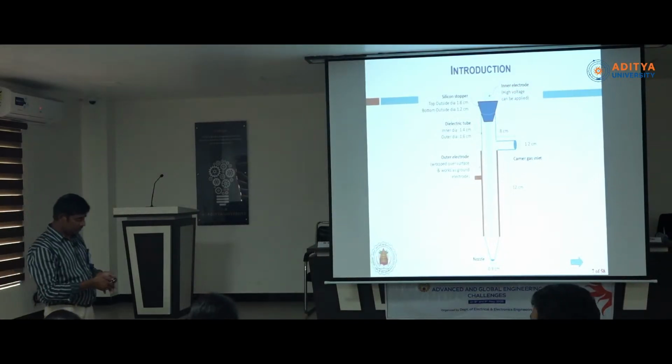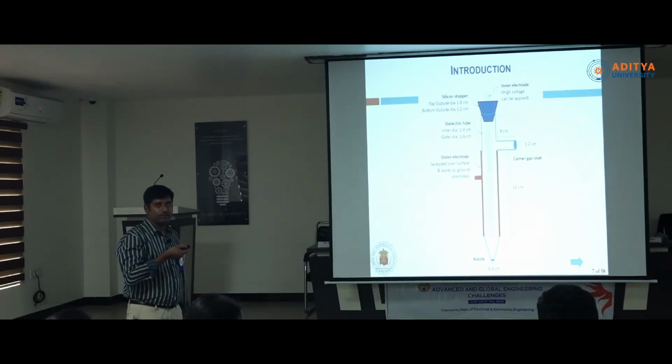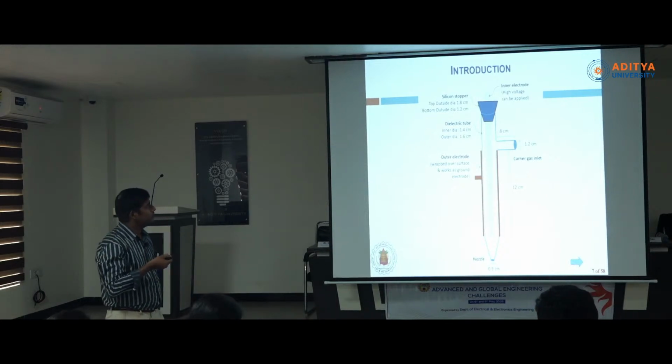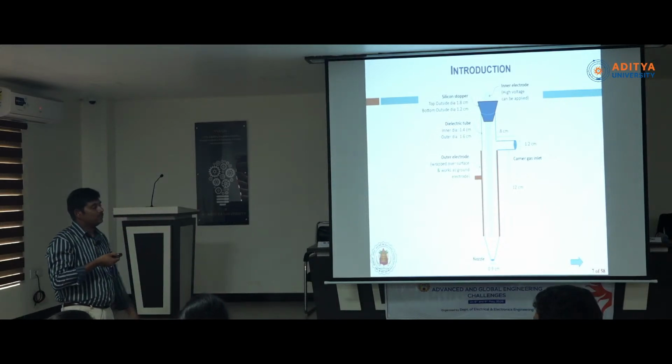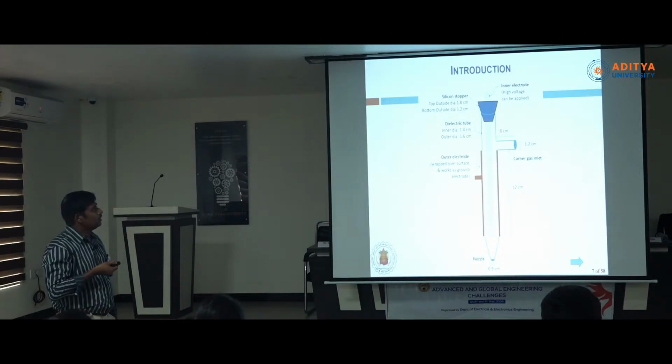Concentrically, one electrode is placed. That electrode is held by this silicon stopper. Then this is the pathway for gas. One carrier gas we need to send through the tube, for example, argon. Argon gas we can send from this inlet, and then we apply high voltage to this inner electrode.